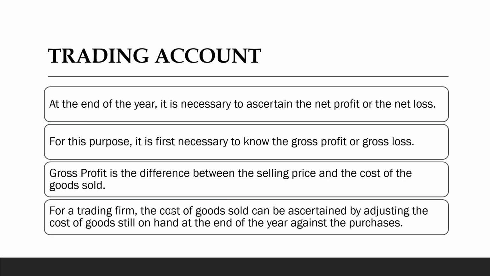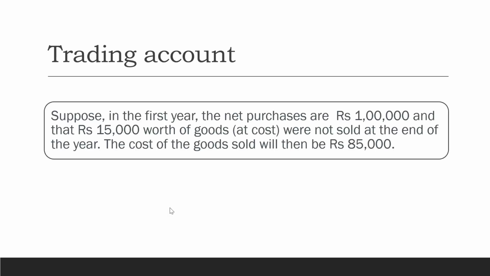So let's understand this through an example. Just read it. Suppose in the first year, the net purchases are rupees 1 lakh and that rupees 15,000 worth of goods at cost were not sold at the end of the year. The cost of the goods sold will then be rupees 85,000.